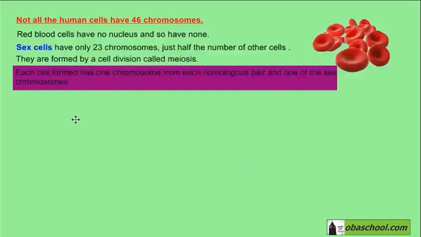So sex cells have one from every homologous pair, as well as one of the sex chromosomes. So the sex cells will have one chromosome of homologous pair 1, one chromosome of homologous pair 2, and so on, one chromosome from homologous pair 22, and one of the sex chromosomes, either X or Y. This is how it ends up having 23 chromosomes.